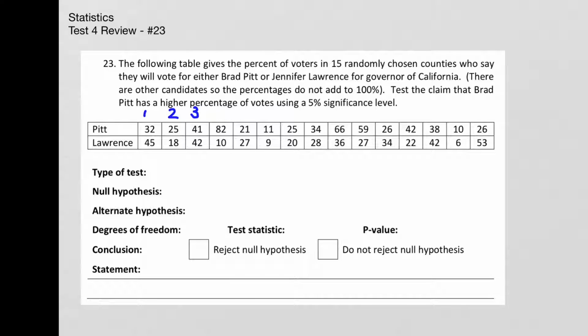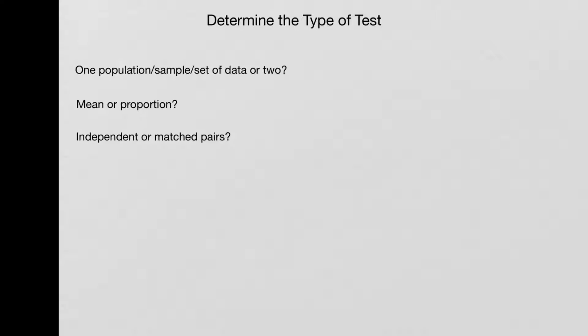So first thing I need to do is determine what type of test it is that we're talking about. In order to determine that, I'm going to go through some questions. First of all, is there one population or sample or set of data, or are there two? And in this case, we have two, because we have the Brad Pitt data, we have the Jennifer Lawrence data. Is this problem about a mean or a proportion? And when you have data, it's going to be about a mean.